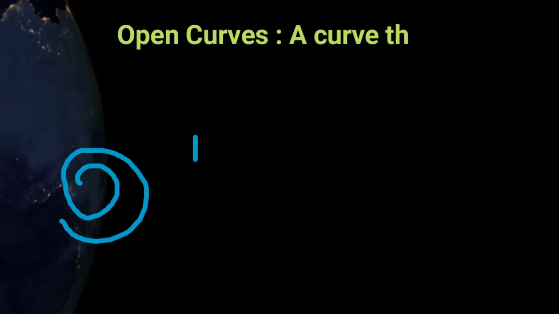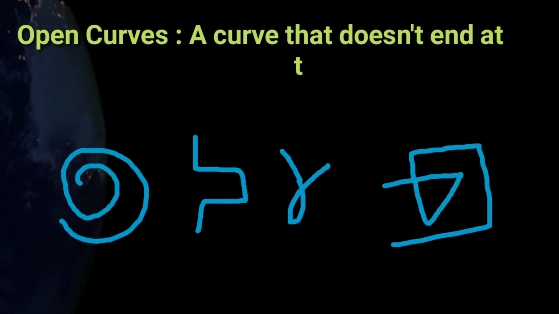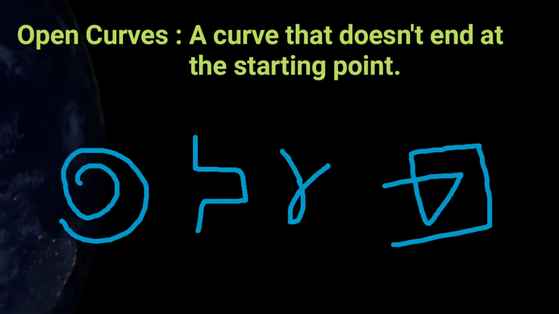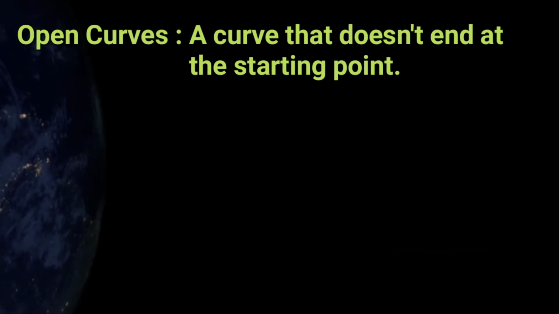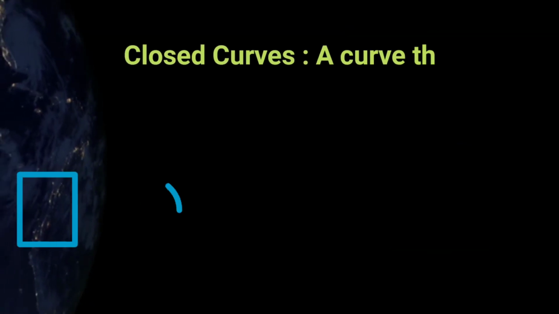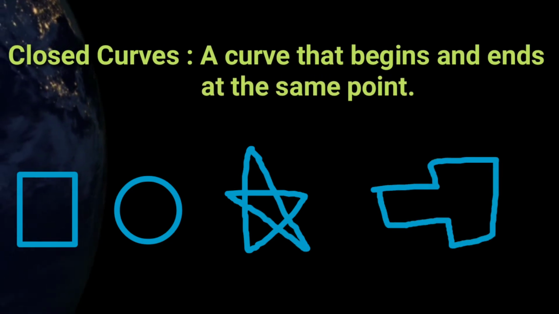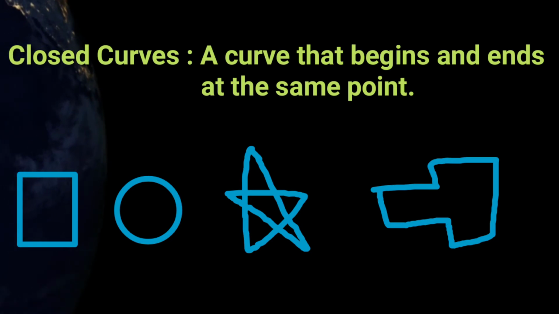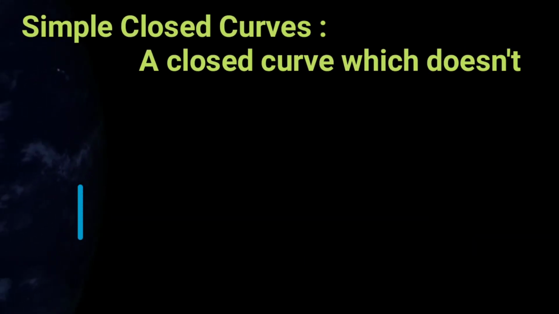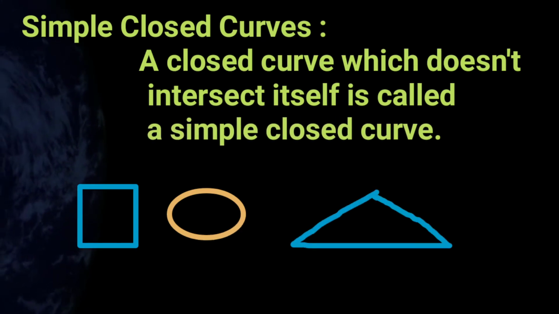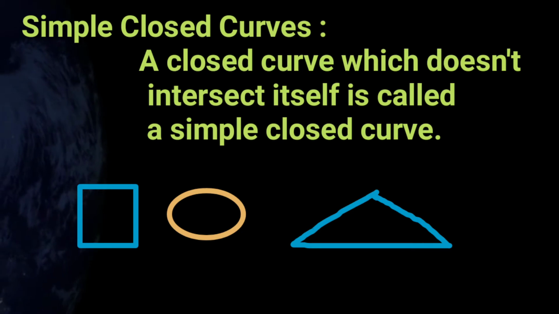Open curves. A curve that does not end at the starting point is called an open curve. Closed curve. A curve that begins and ends at the same point is called a closed curve. Simple closed curves. A closed curve which does not intersect itself is called a simple closed curve.